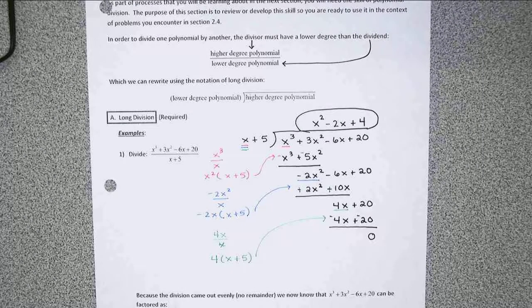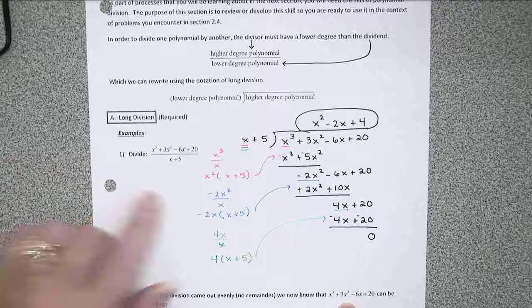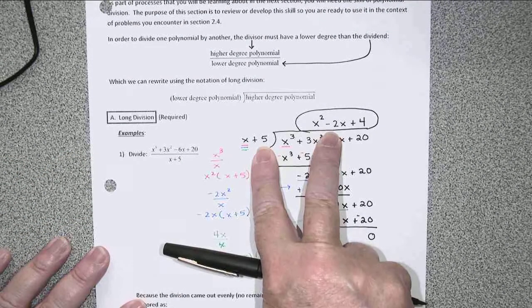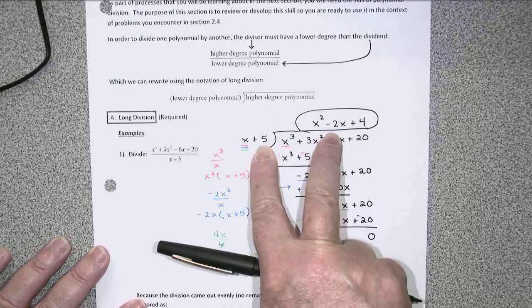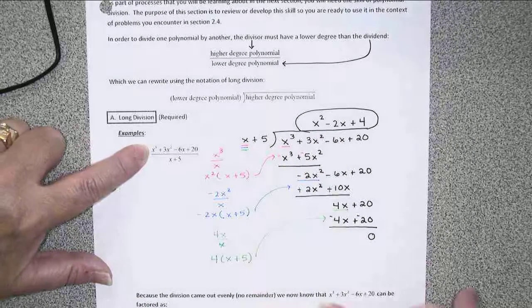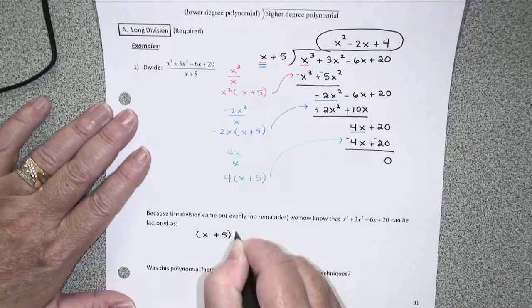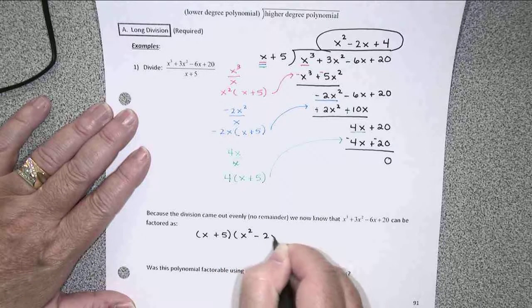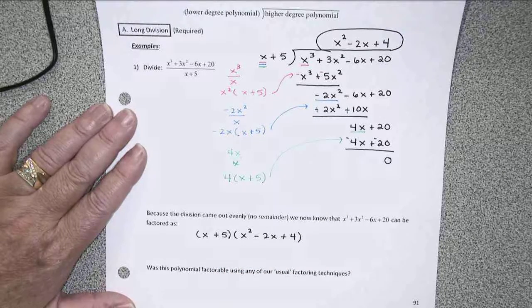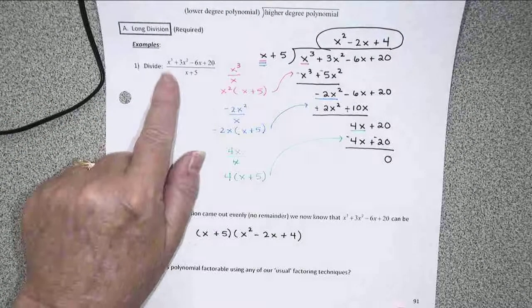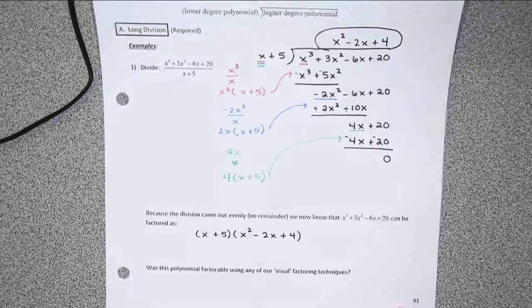All right. Because the division in this case came out evenly, that is, there was no remainder, I now know that my original polynomial, the one from the numerator here, could be factored as the product of these two. If I multiply these two together again, I would come out with that. So the factored form is x plus 5 times x squared minus 2x plus 4. So it turns out this higher order polynomial with 4 terms here was factorable.